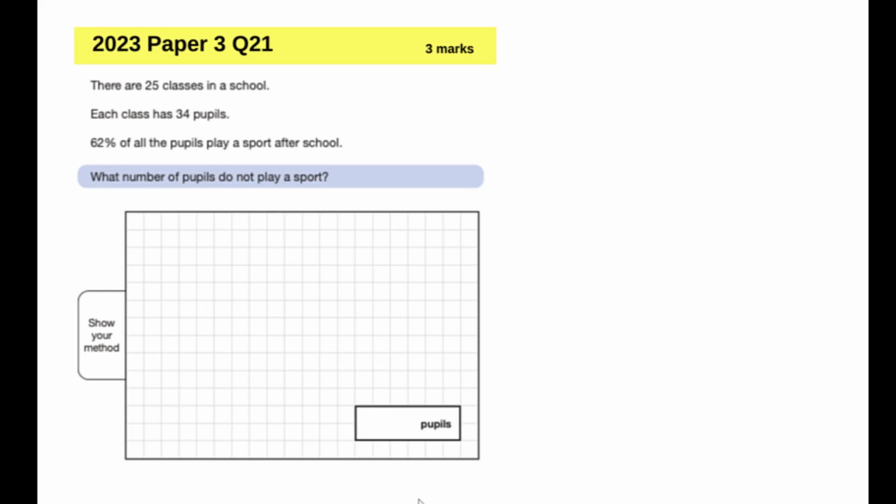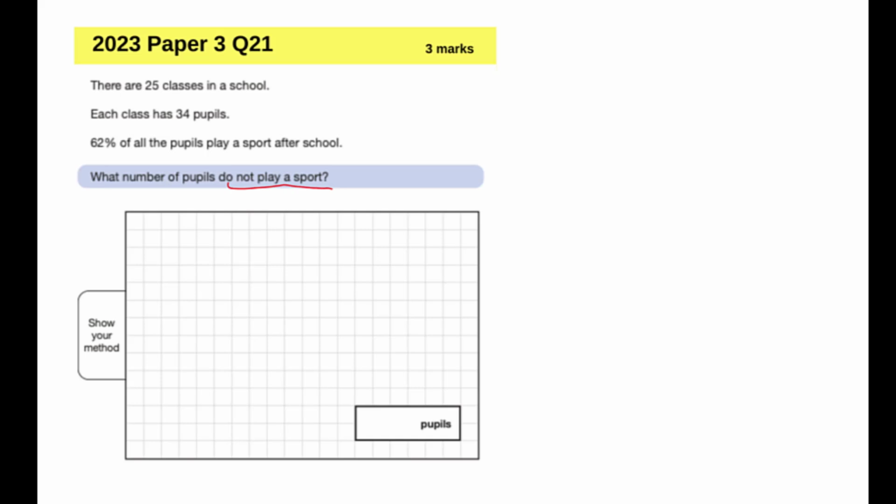Okay, so there are a few different bits of information here that we might need to underline, and also we need to pay special attention to the actual question, which is what number of pupils do not play a sport. It's quite important that we pay attention to that. Underline it, circle it, star it, whatever, but make sure that you answer that part of the question.